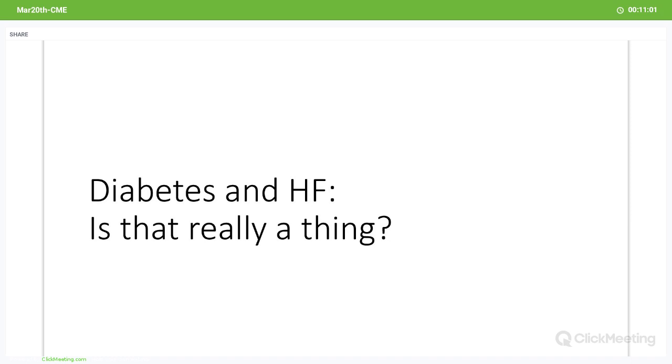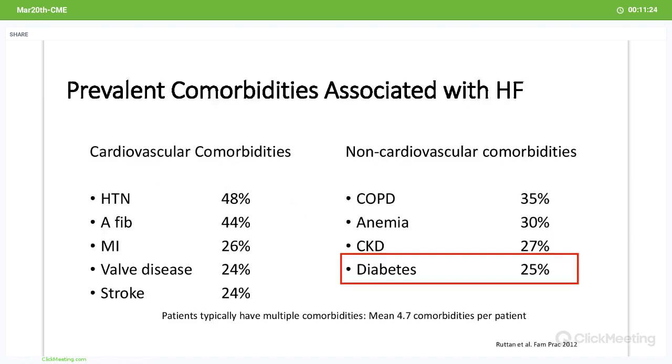And my academic interest is really guidelines and knowledge translation. So one of the holy grails of what we're trying to do is to disseminate information in a very practical, usable format that translates into more people getting what they need at the right time. So diabetes and heart failure, is that really a thing? Why are we even doing a session on that?